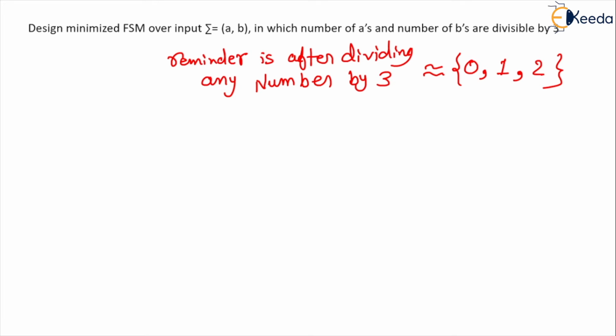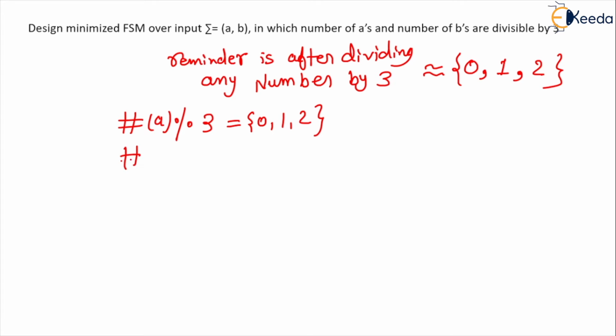When you divide that decimal value by 3, the possibility of remainder is either 0, 1 or 2. So there are three possibilities of remainder. If we divide the number of A's by 3, we say number of A's mod 3. So what is the possibility of the result? It is either 0, 1 or 2.